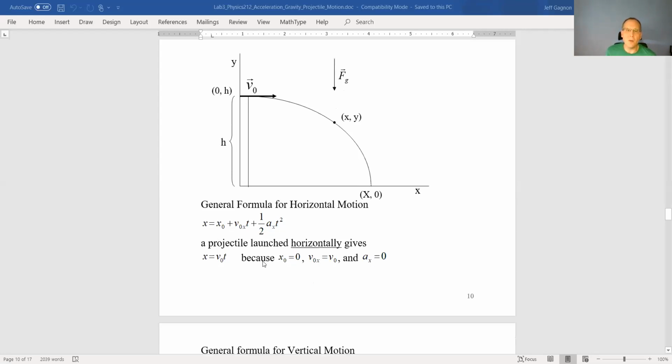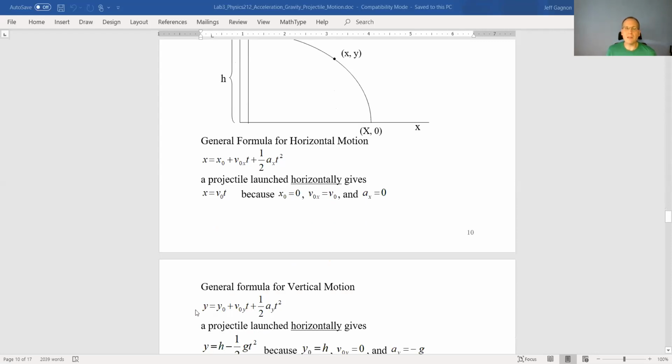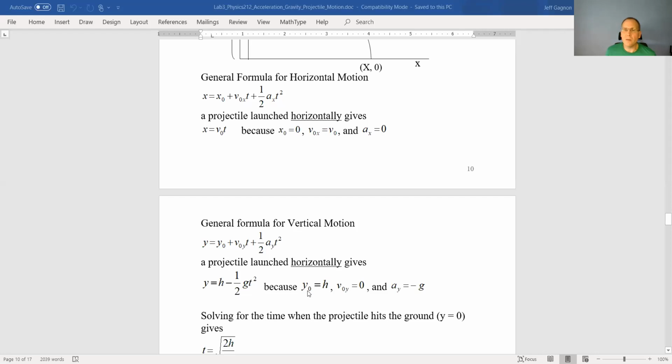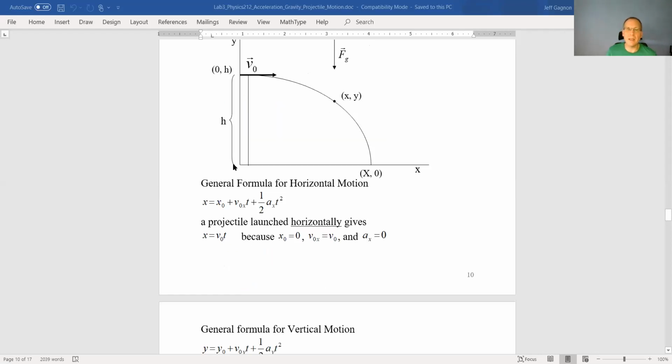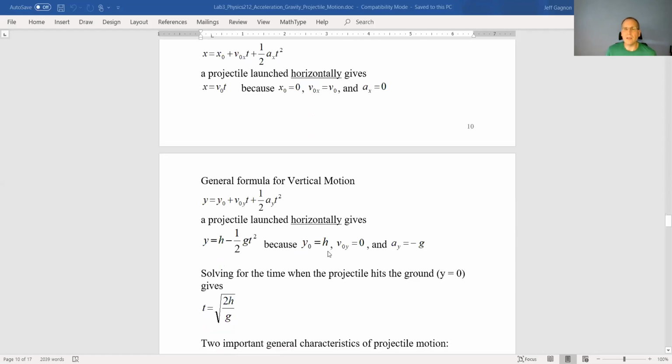Now, if we turn to the Y direction, this is the general formula for the Y direction. Very similar, except I change everything to Y's. So Y equals Y naught plus V naught Y t plus 1/2 A_y t squared. But we can simplify this. Remember, the initial position in the Y direction is that height H, so it's this height H right here. So you can think of this point as having coordinates 0 in the X and H in the Y. So Y naught is H.